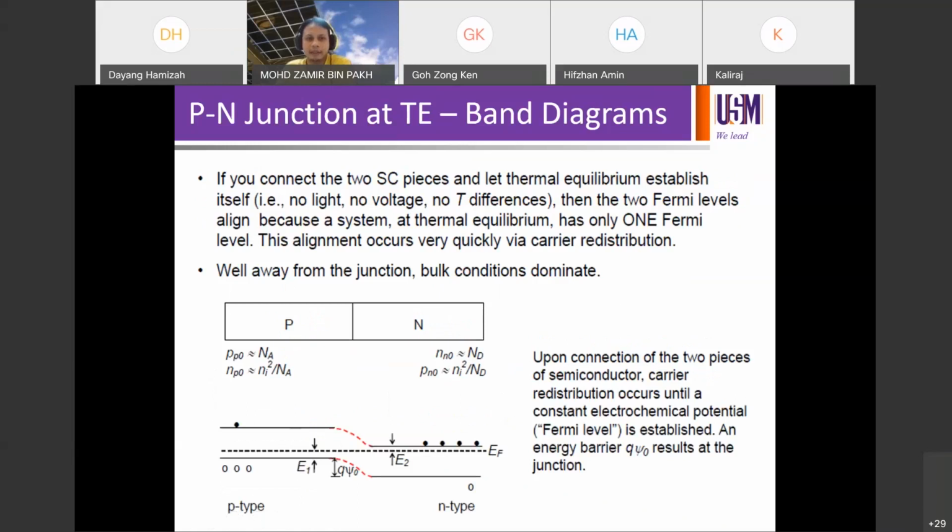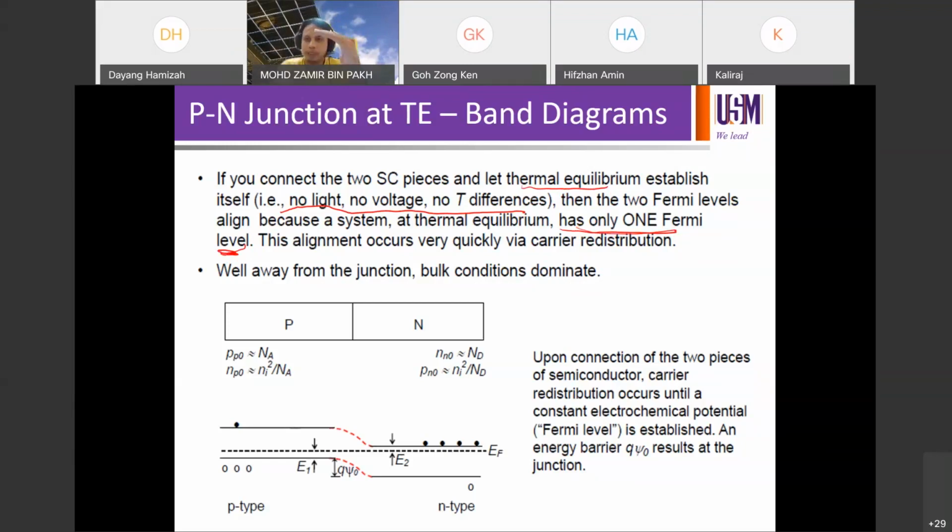Once we connect the P and N pieces together and let thermal equilibrium establish itself, which means no light, no voltage, no temperature differences acting on the P-N junction. Remember last time we learned about thermal equilibrium: nothing is acting on the system, whereas for steady state, something is acting on the system but it's constant with time. So in this case, we're talking about thermal equilibrium. The two Fermi levels align because a system at thermal equilibrium only has one single EF.